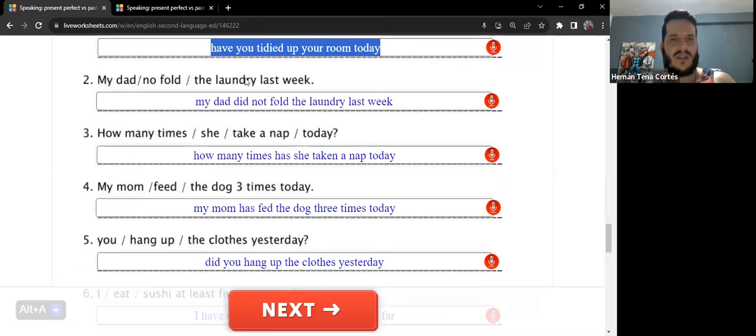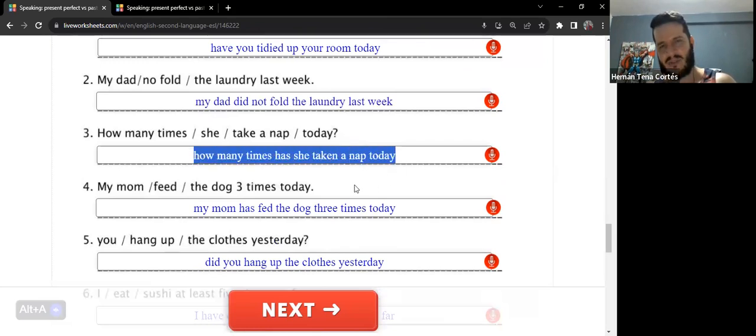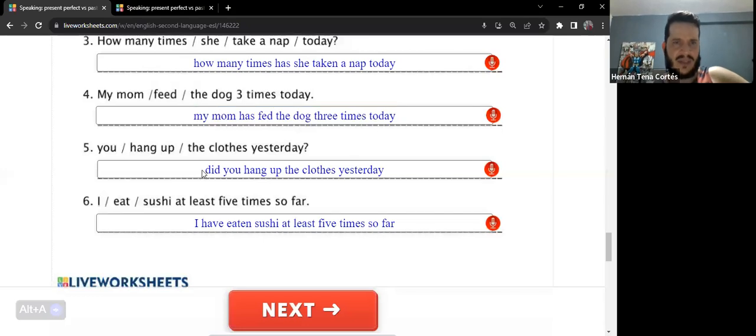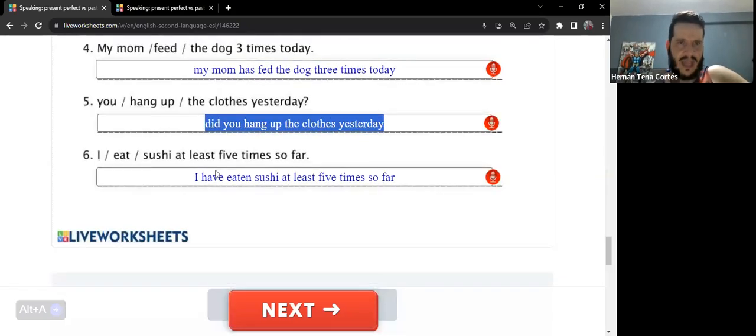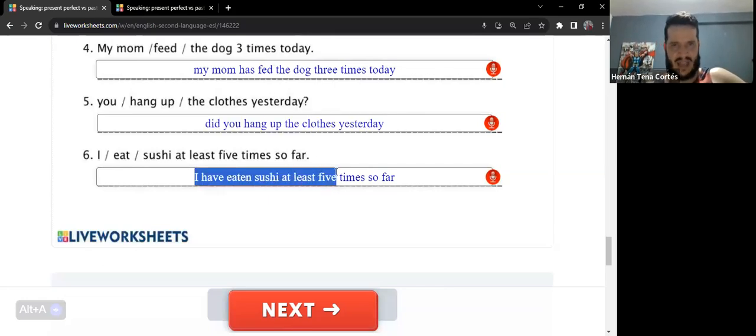Number 2, last week. So something last week is finished. My dad did not fold the laundry last week. Number 3, how many times has she taken a nap today? Number 4, my mom has fed the dog 3 times a day. Number 5, did you hang up the clothes yesterday? And number 6, I have eaten sushi at least 5 times so far.